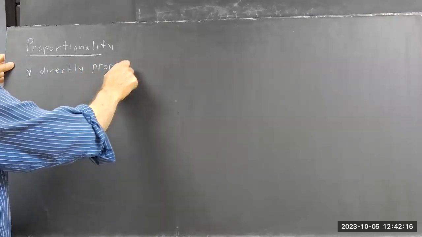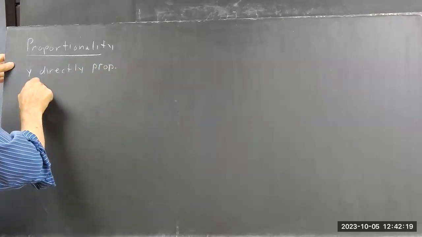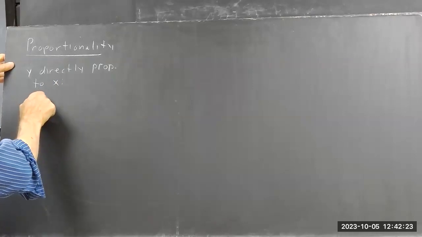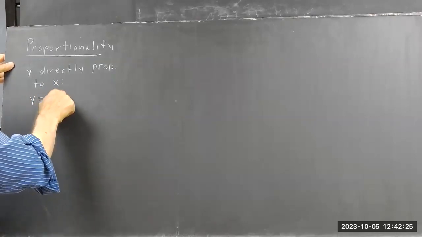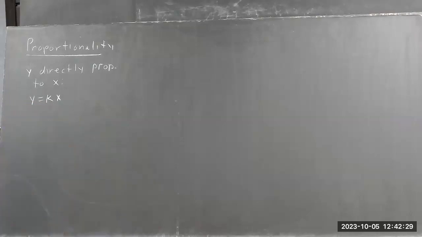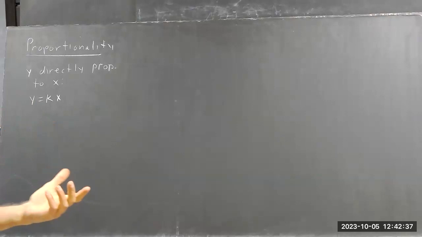A variable Y proportional to X means that Y equals KX. What would the graph of Y equals KX look like? Can you tell me what the slope would be?